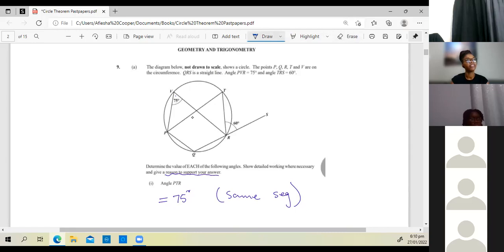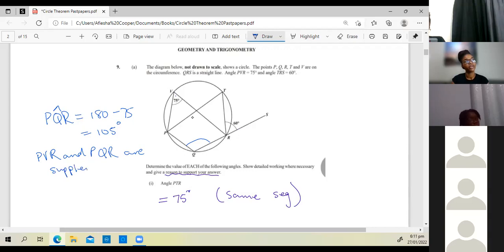Let's say if I ask you to find angle PQR, how much would that be? 105. Correct, 180 minus 75, which is 105 degrees. Since these are opposite, our reasoning could be PVR and PQR are supplementary. Or you could say opposite angles in the cyclic quadrilateral sum to 180.